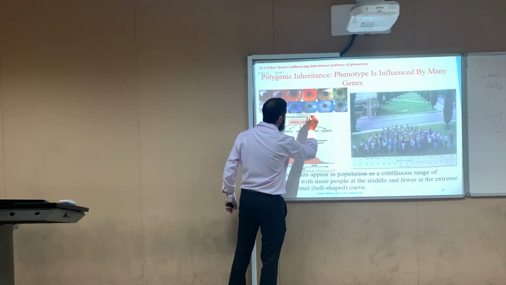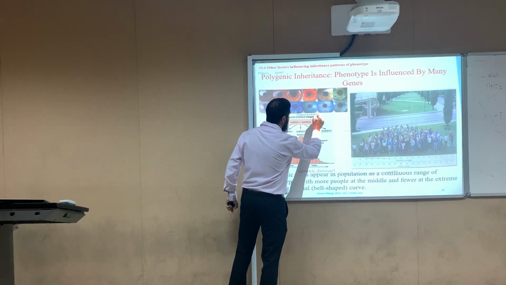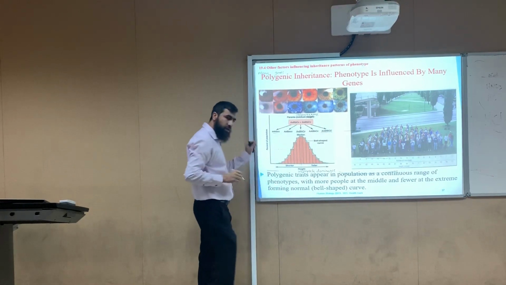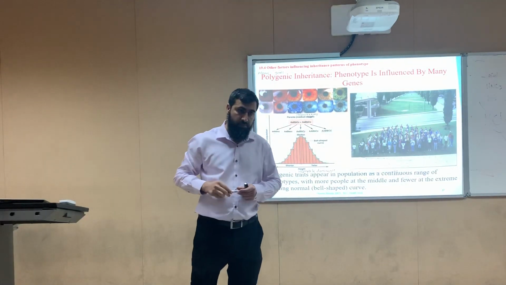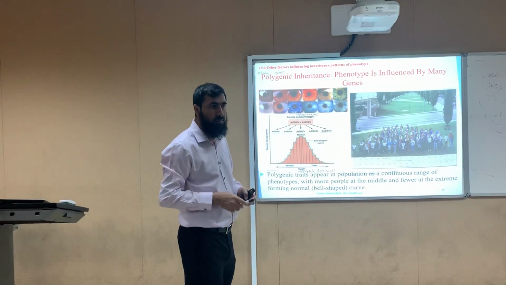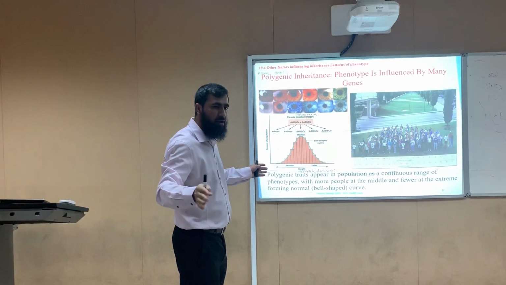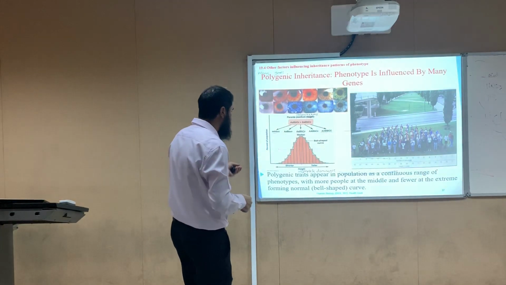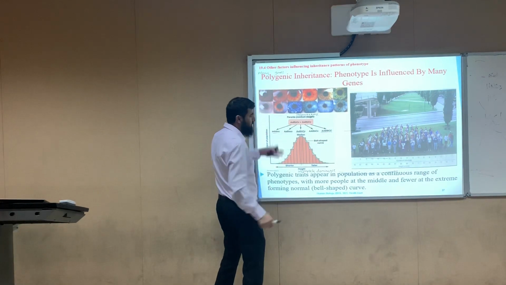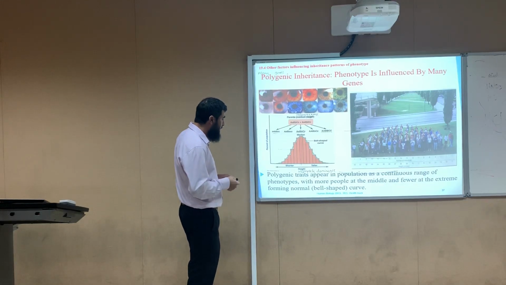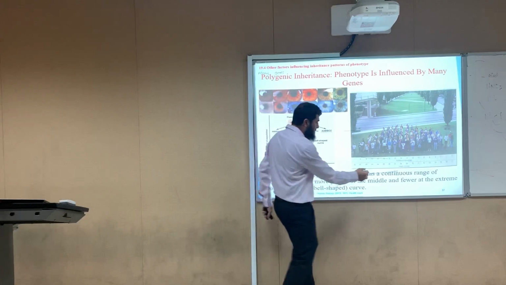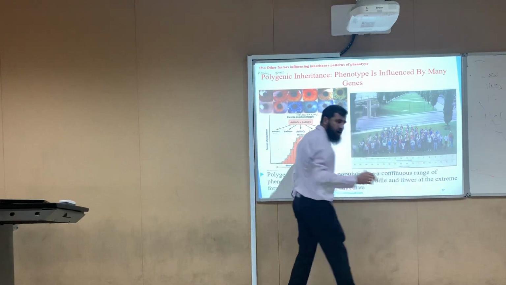So are all polygenic inheritance incomplete dominance? Yeah, the heterozygous, yes. Of all of them? Yeah, because it's a variation, it's a quantitative effect. For example, in height, in eye color, in skin color. So all of them are a continuous range, okay?